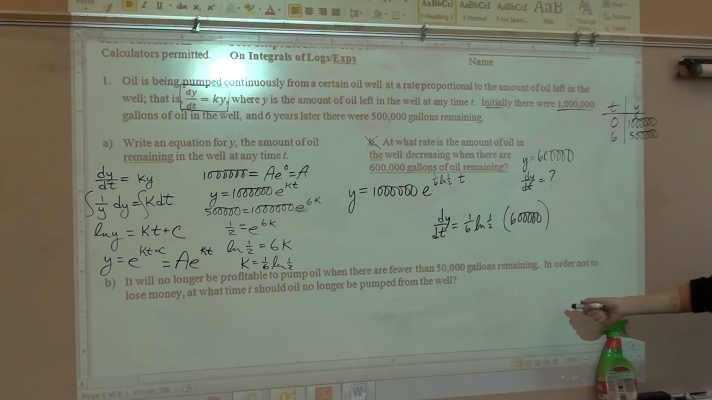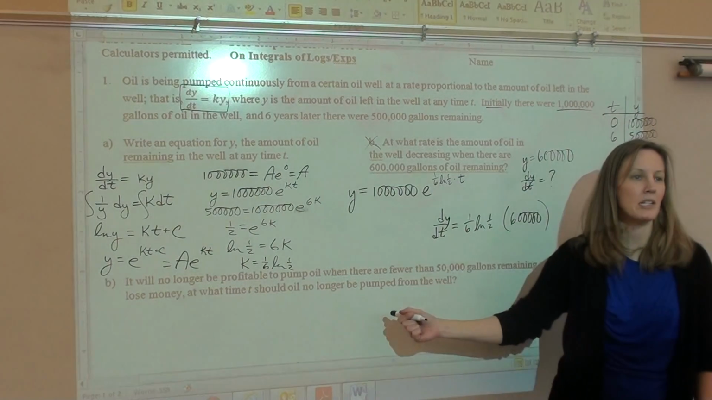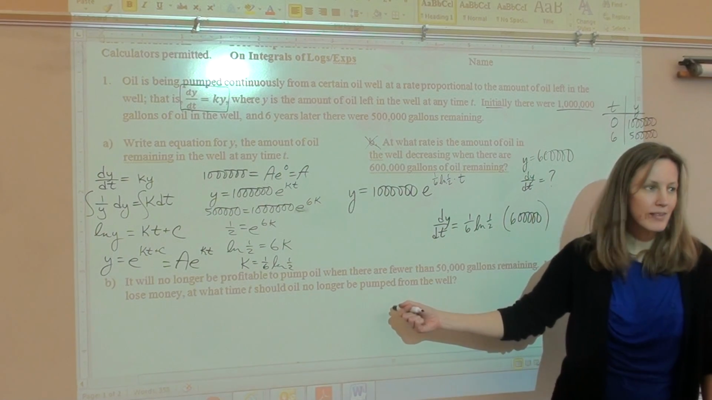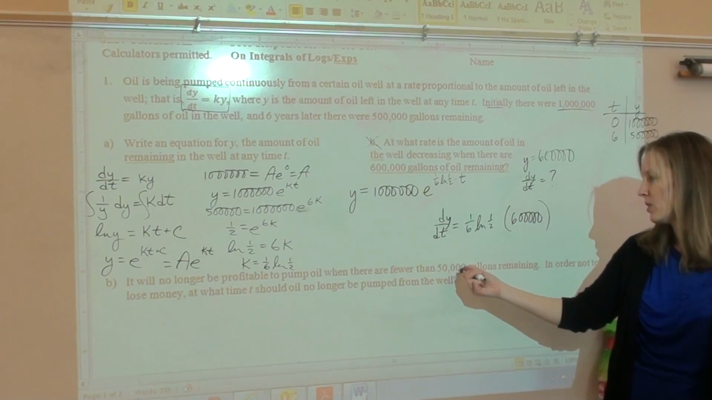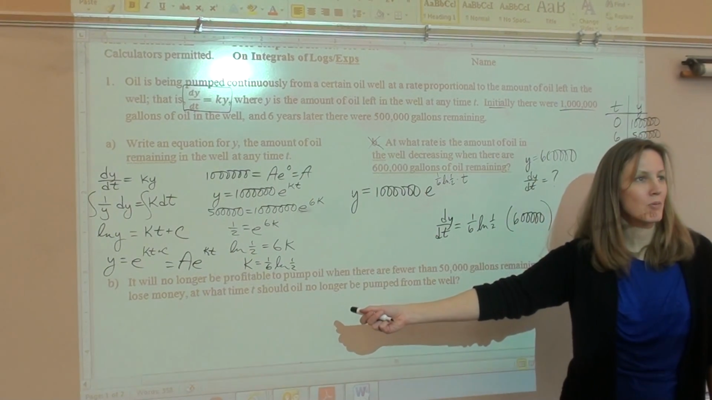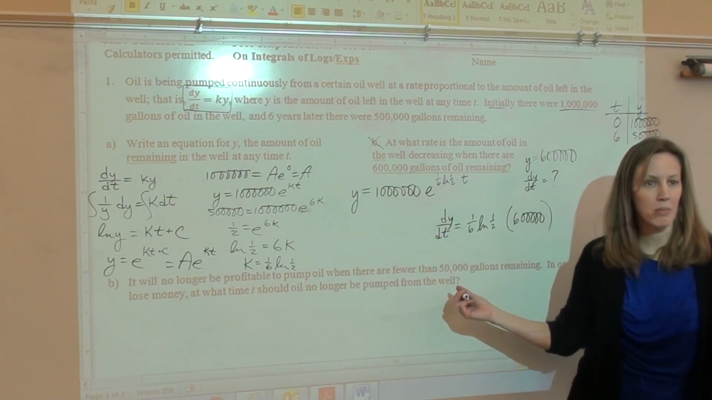This is very similar to what's on your test. Your test is going to have a couple of these. They're 5 points each. One probably, I'm not saying for sure, but it's very likely. One where they give you an amount and you have to solve for t, and one where they give you a t value and you have to solve for the amount.